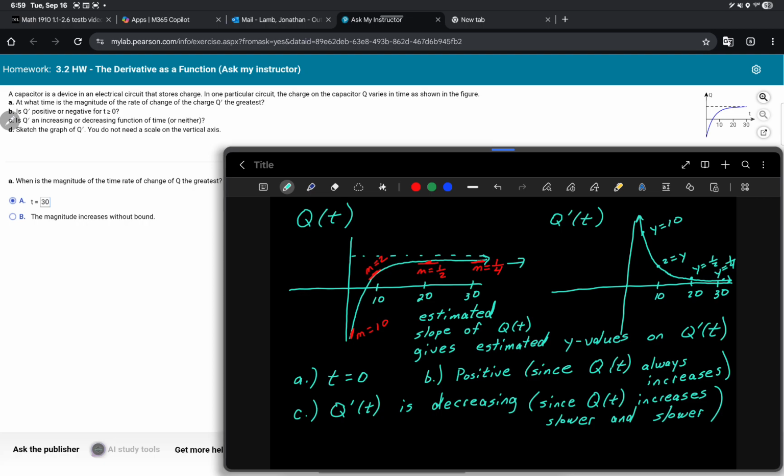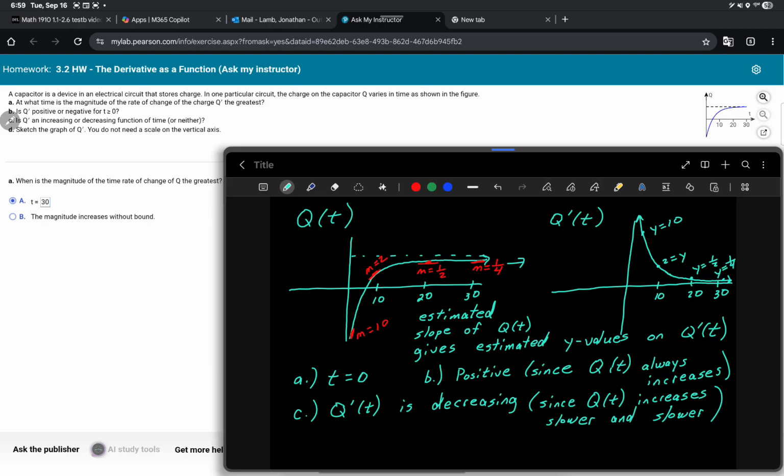Now, to answer their questions, I needed to understand the graph of Q of t. So Q of t, notice here to begin with, it looks like it asymptotically approaches the y-axis. At that point, as t approaches 0, the slope of it is really great. Now, there is no way to calculate what these slopes are without knowing an equation for Q. So everything that you see in red, that's my estimation of what it looks like the slope could be.